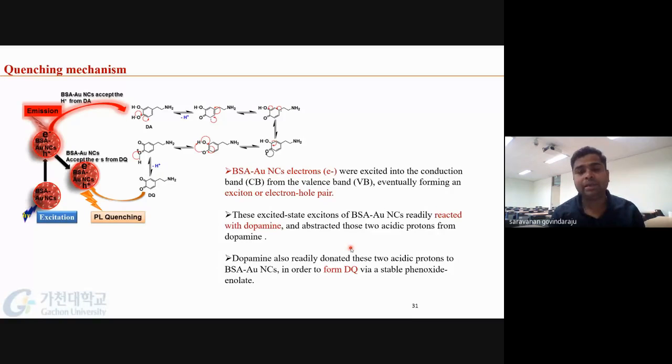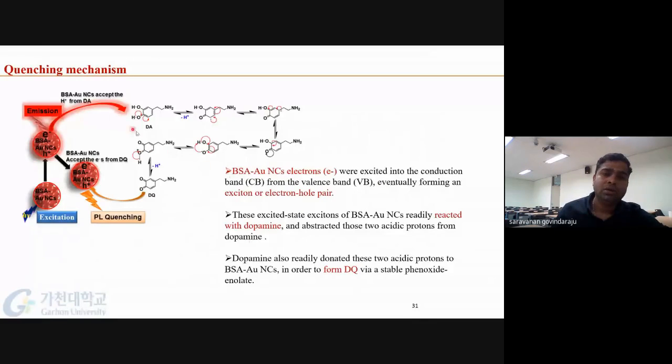So here, the main mechanism behind the fluorescence quenching of the dopamine and gold cluster reaction is the electron transfer mechanism. When the electron is excited into the conduction band from the valence band, it eventually forms an electron-hole pair. Here, this excited state extension of BSA readily reacts with the dopamine and abstracts those two acidic protons from the dopamine. So this is a vice versa reaction. There are two possibilities.